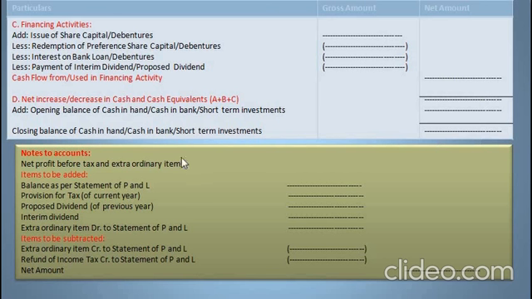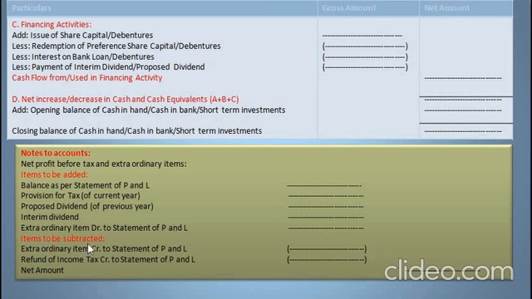Now let us see the items to be added or subtracted in notes to accounts in order to get the first part of operating activity, which was net profit before tax and extraordinary items. The items to be added here are balance as per statement of P&L, provision for tax but of current year, proposed dividend but of previous year, interim dividend, and extraordinary item debited to statement of P&L. So these items will be added here.